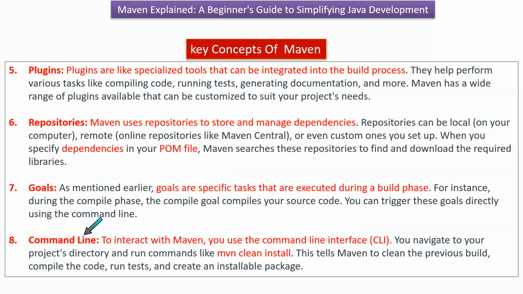Eighth point is command line. To interact with Maven, you use the command line interface. You navigate to your project's directory and run commands like mvn clean install. This tells Maven to clean the previous build, compile the source code, run tests and create an installable package.